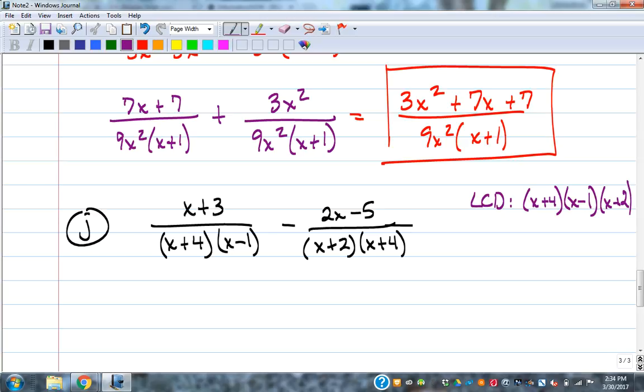So what part of the LCD is the first fraction missing? The x plus 2. So we're going to multiply this one by x plus 2 on top and bottom. The second fraction is missing x minus 1. Multiply top and bottom by x minus 1. Okay.